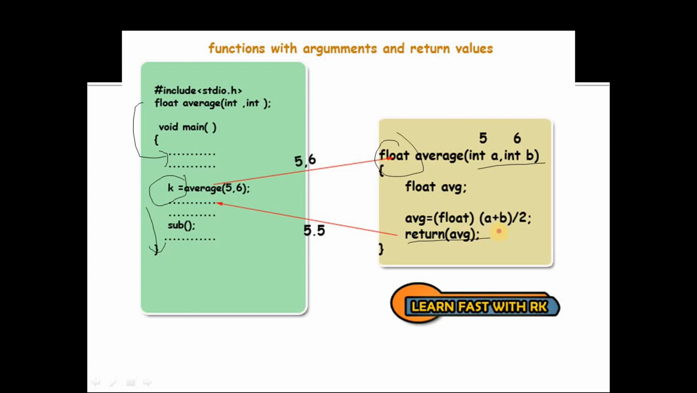Here we need to remember that this return statement is used to return the control from the called function back to the calling function. If you mention any value inside the parentheses or without the parentheses, then that value will be passed back to the calling function. It can pass only one single variable.